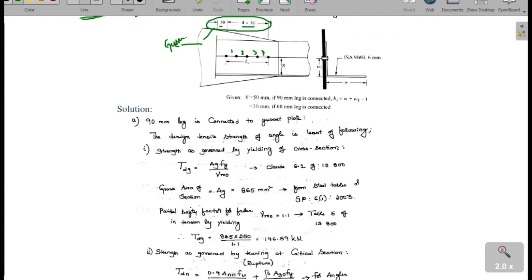So let us start with this. Strength as governed by yielding of the cross section. We know according to the code that strength as governed by yielding is given by Tdg equals Ag fy by gamma m0. Remember, the strength of the section in yielding will not change whatever the connection is.